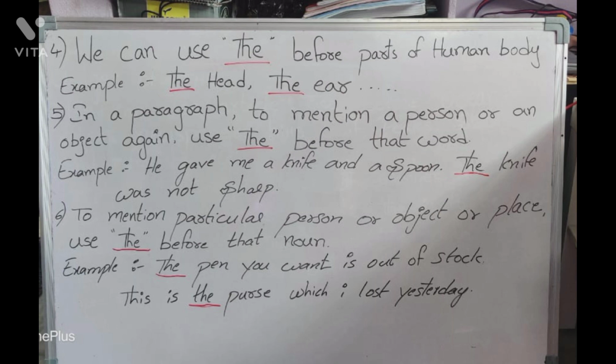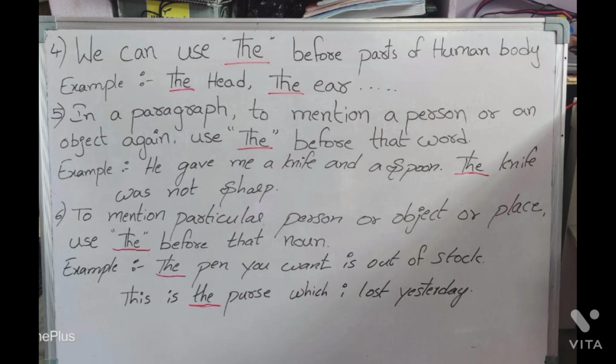We can use the before parts of the human body also. Okay, the head, the ear, the cheek. So this is how we use the article. In paragraphs, to mention a person or any object, again we use the before the words. In any sentence, in any paragraph, if you go through your lessons, you observe that the is used before the words, for persons or for any objects.